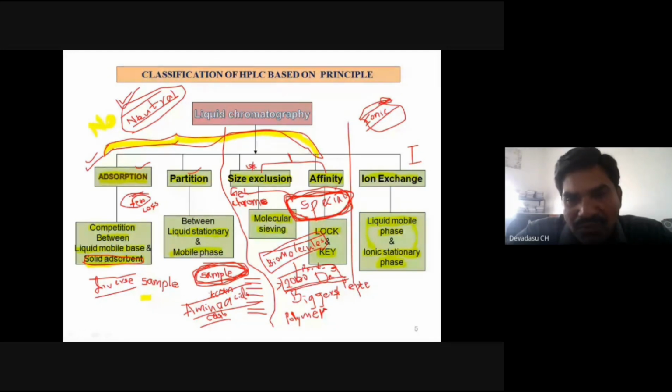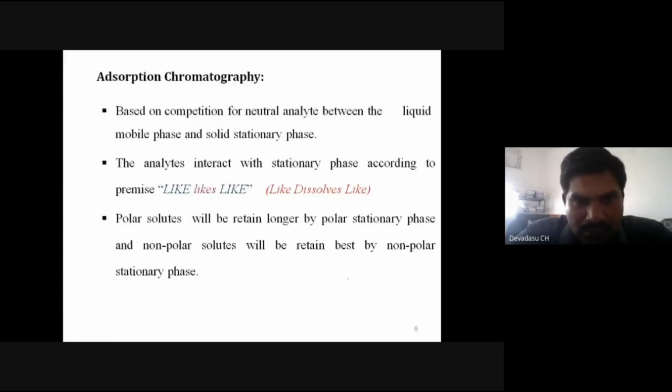Hope that with this chart you have learned something regarding selection of a particular chromatography technique based on the nature of the sample. When we go to the mechanisms individually, adsorption chromatography, as I mentioned before, is a competition for neutral solutes between the liquid mobile phase and the solid stationary phase.